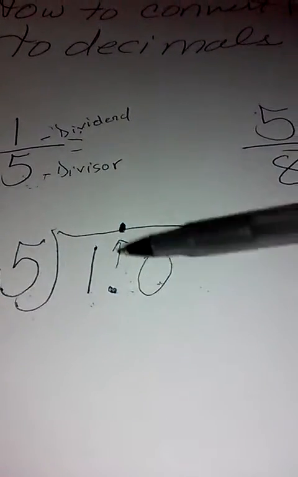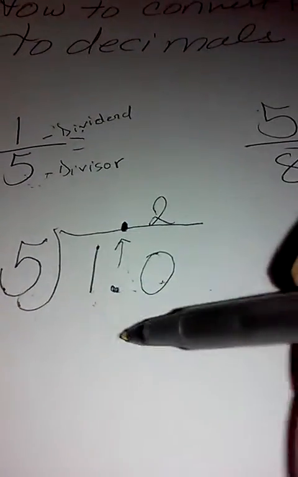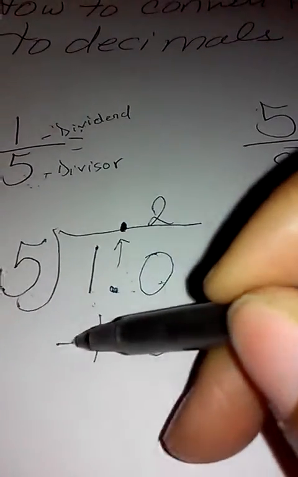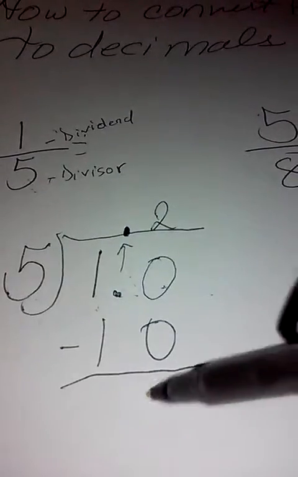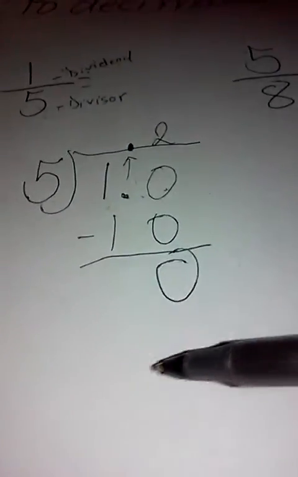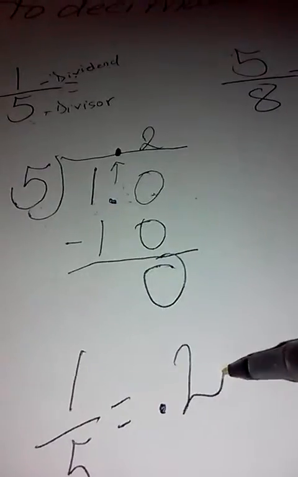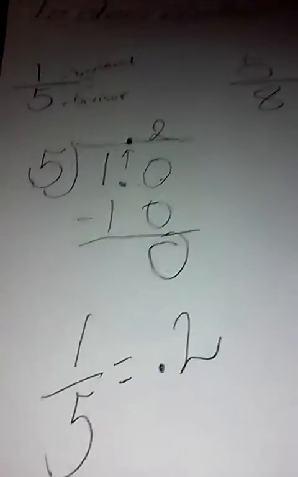5 goes into 10 2 times. 2 times 5 is 10. Subtract, we get 0. So 1/5 is equal to 2 tenths. 0.2, 2 tenths. We can do the same thing for 5/8 over here.